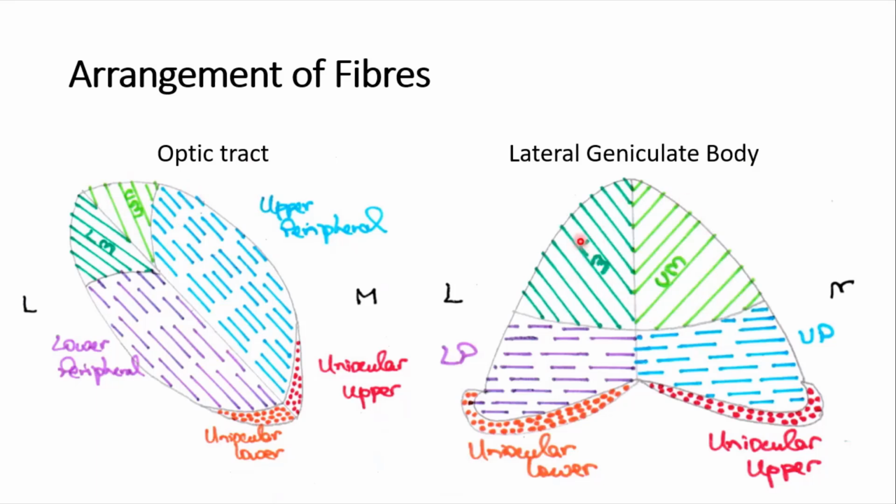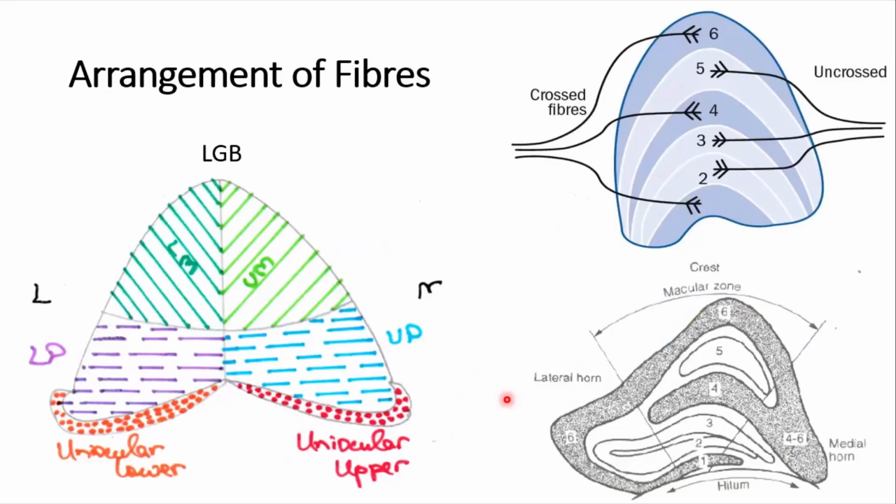So the macular fibers come to lie superiorly in the lateral geniculate body, and the uniocular fibers, which were there inframedially, will come to lie inferiorly at the level of the lateral geniculate body. So that's the only change that's happening. Apart from that, when we look at the cut section of the lateral geniculate body, they are arranged in various laminae, 1 to 6. The crossed fibers go to lamina 1, 4, and 6, whereas the uncrossed fibers go to lamina 2, 3, and 5.